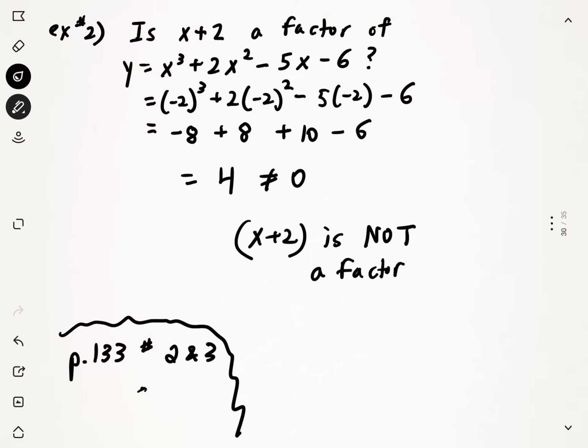There are two questions here in the lower left corner, page 133, numbers 2 and 3. They will not take you very long to do at all. You can do those in a few minutes, just testing out whether the binomials are factors or not factors of the larger polynomial.